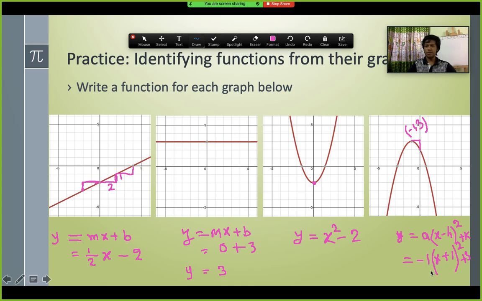1 is not necessary to write here. It looks not that good to write the 1, but you can write it, no problem. Y equal to minus 1 into x plus 1 whole square plus 3. This is the equation of this graph according to the analysis.